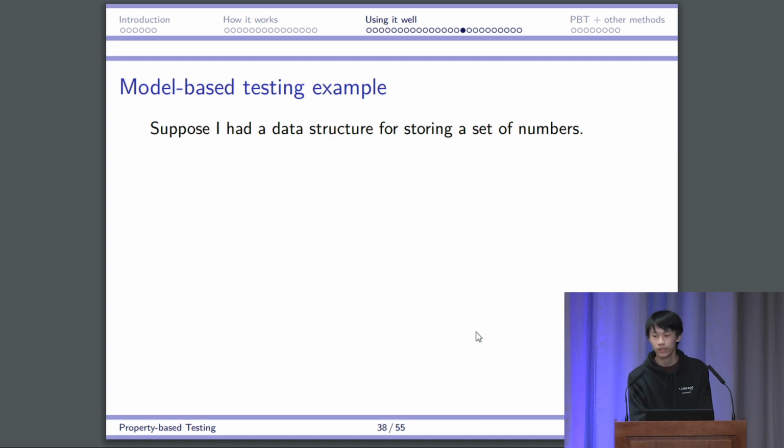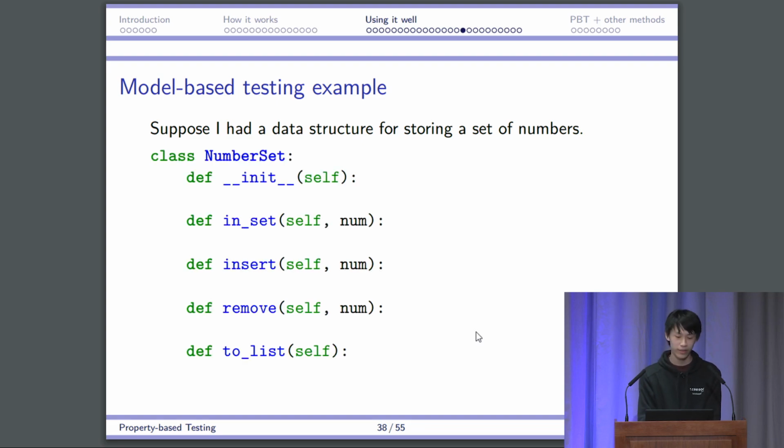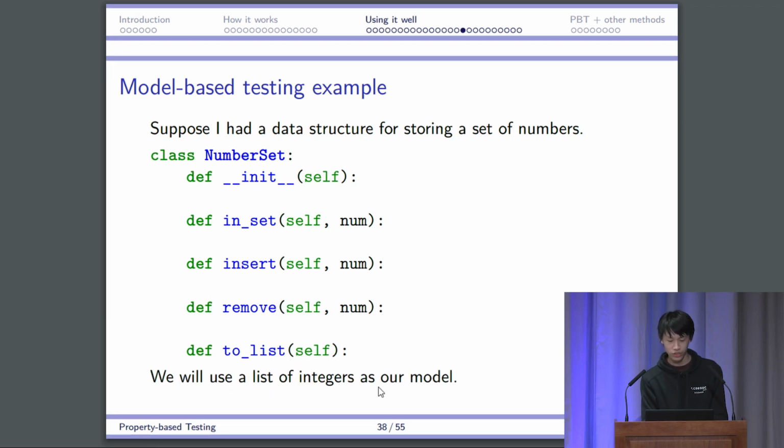Let's do an example. Suppose I had a data structure for storing a set of numbers, implemented something like that. We have a function inSet that checks if the number is in the set. We have a function insert that adds the number to the set. And we have a function called remove that removes the number from the set if it exists, and doesn't do anything if it doesn't exist. Then we have a function toList, which takes all the numbers in the set, converts them to a list and outputs that. We'll be using a list of integers as our model for our number set data structure.